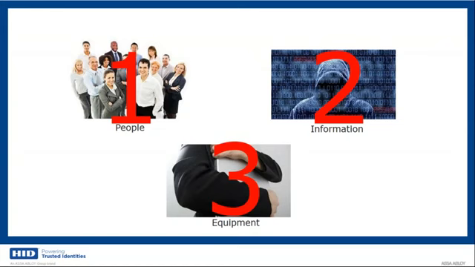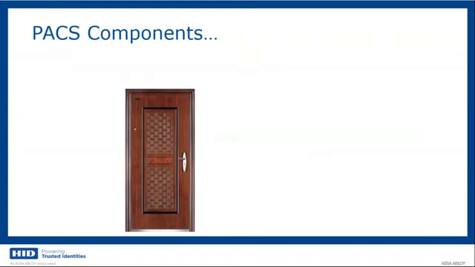So at the end, we are not only protecting people, we are protecting people, information, and equipment, and this creates a big environment where HID has a lot of solutions, okay? Which are the main components of a PACS system?